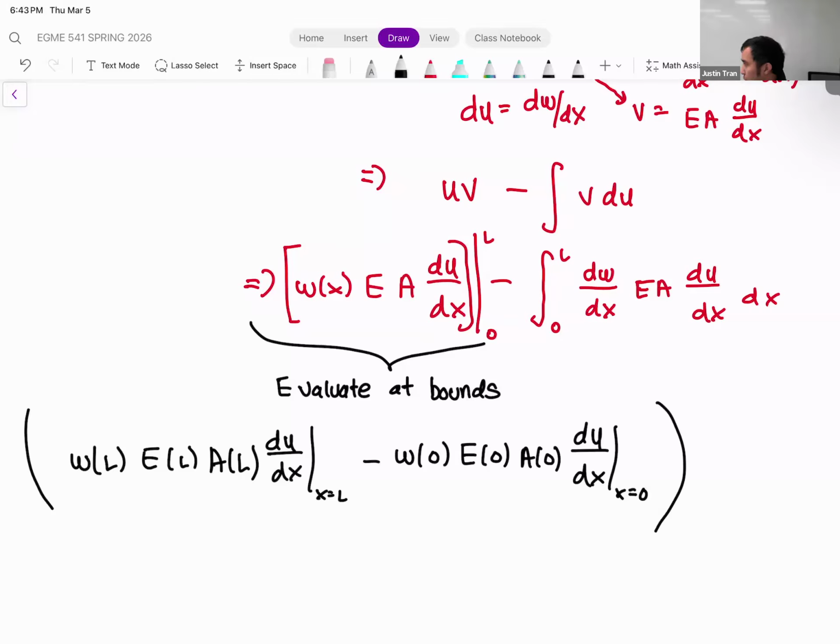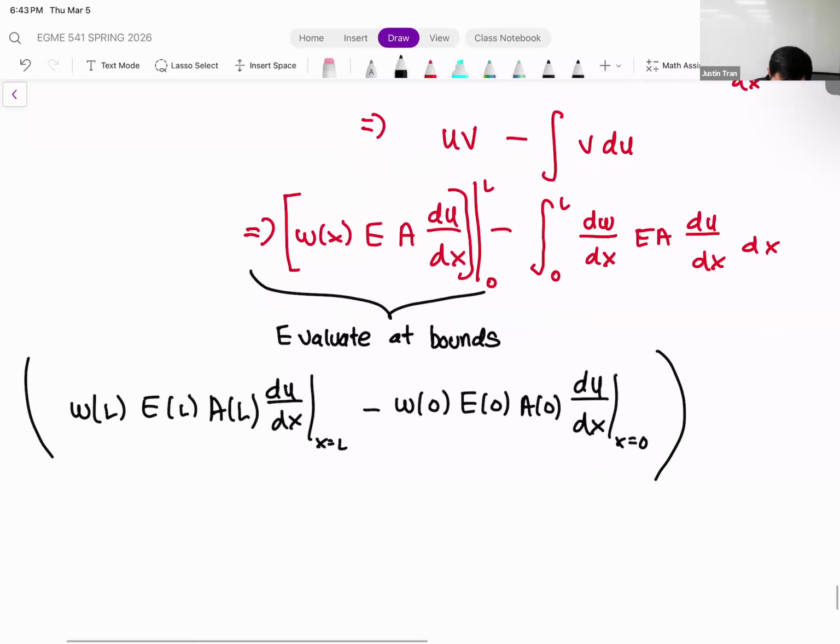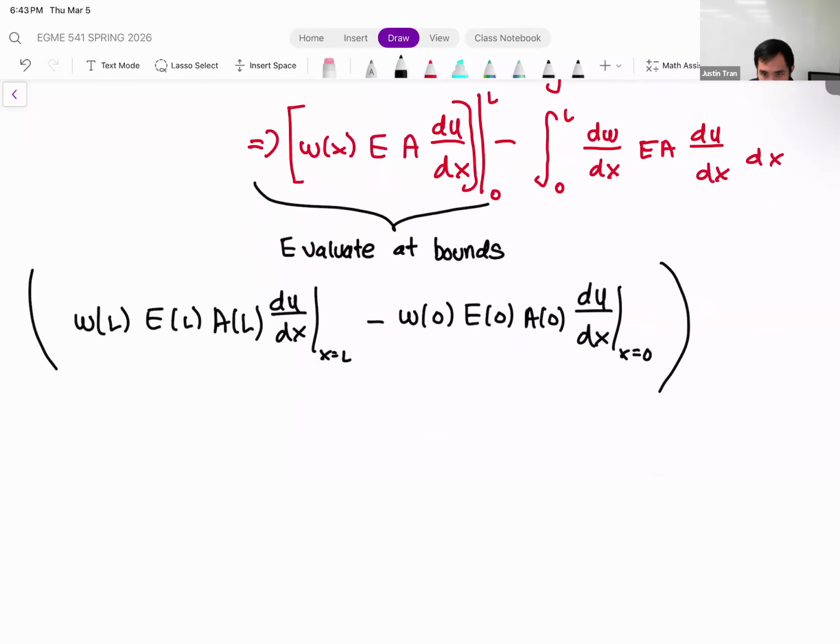All right, so what do you notice about these terms here? What you should notice is that we have one term where everything is evaluated at x equals L, and another term where everything is evaluated at x equals 0. Those two locations are very special, because they are the extremities of our domain, since our domain goes from 0 to L. In other words, these are locations where the boundary conditions are applied.